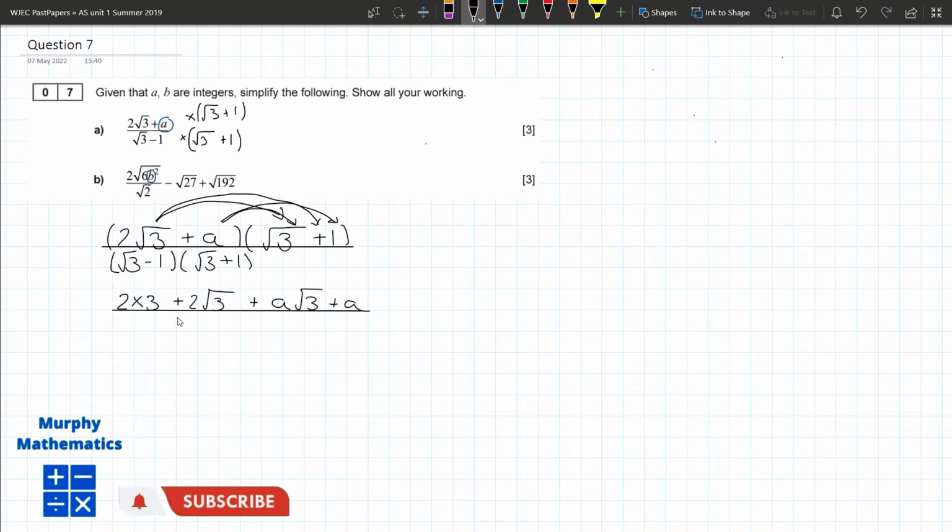Okay, now we're going to do root 3 minus 1 times root 3 plus 1. So root 3 times root 3, we're going to have 3. We have root 3 times 1, so that's going to be positive root 3. We're going to have minus 1 times root 3, so we're going to have minus root 3. We're going to have minus 1 times 1, which is just going to be minus 1. And we can see now how our root 3's will cancel out on the bottom.